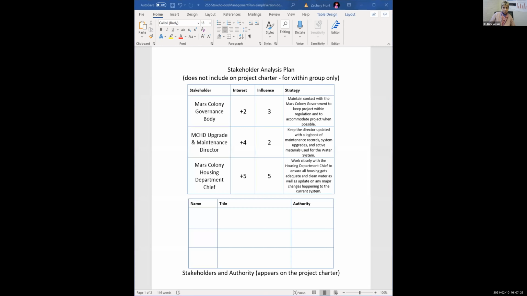Could I go next? Yes. Okay. I'm just going to share one of your examples with us, whatever you want us to look at. So the governance body, they have positive interest. You have a scale of negative and positive from -5 to +5. This is a moderate interest, moderate influence, maintain contact with the Mars colony government to keep the project within regulations. Good job. This is a really good example of a strategy that is like what we're looking for. Thanks for sharing.